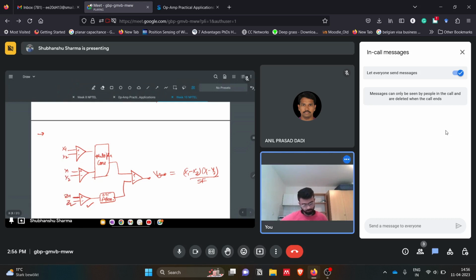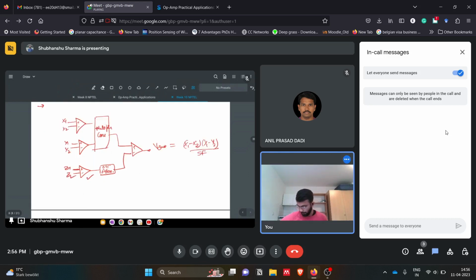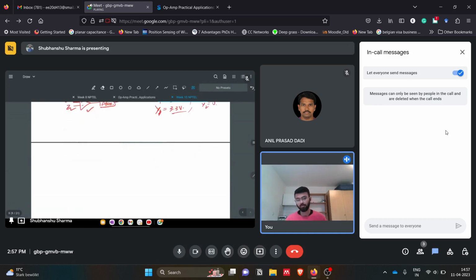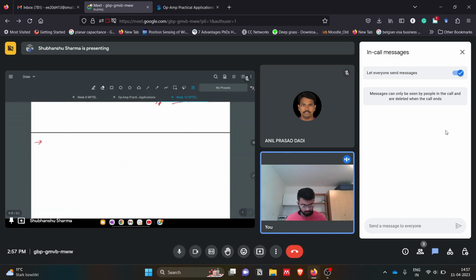Then we gave x1 as 5 sine omega t, and x2 as 0, y1 as DC voltage 3.3 volts, and y2 was also 0. We then checked the output, and we were getting the multiplication of 5 sine omega t into 3.3 divided by the scaling factor. So this was in the experiments. Then we also learned about automatic gain controllers.